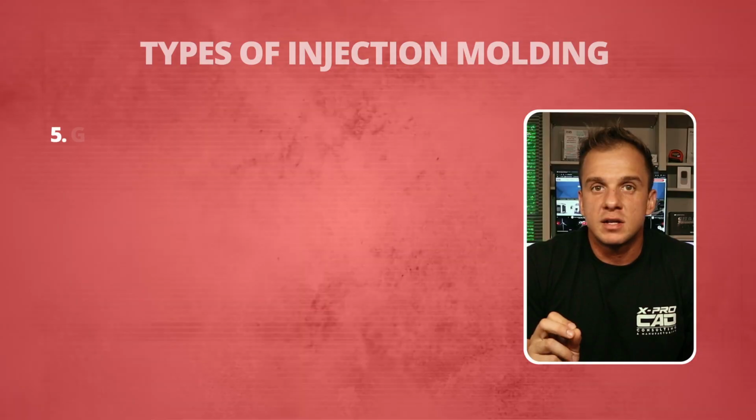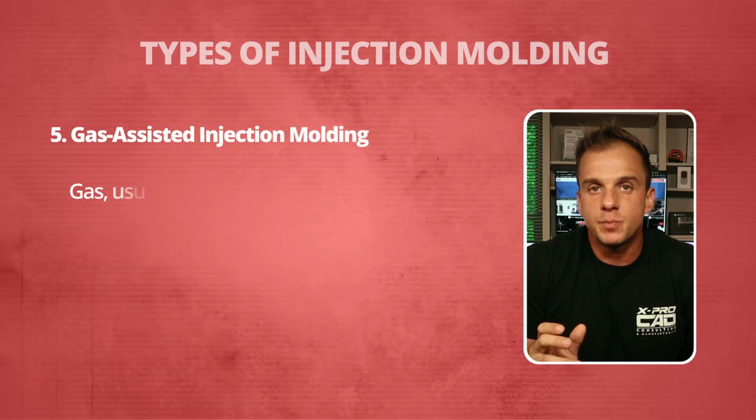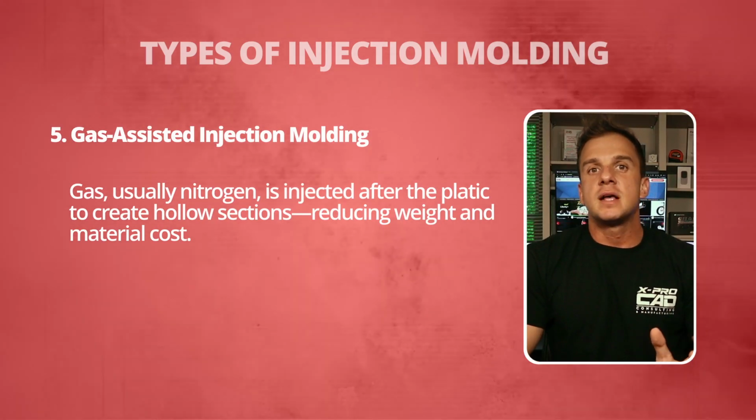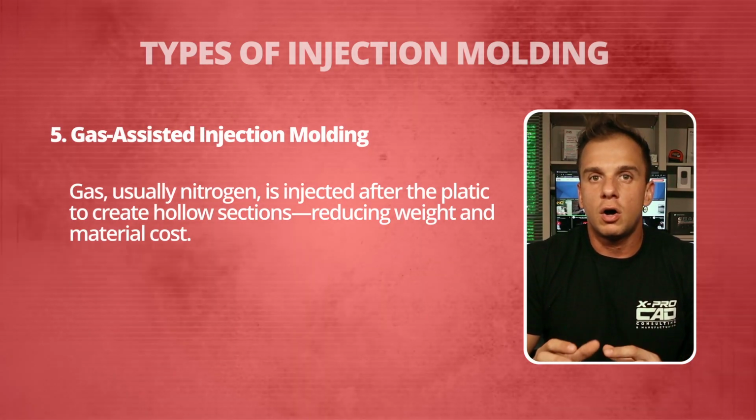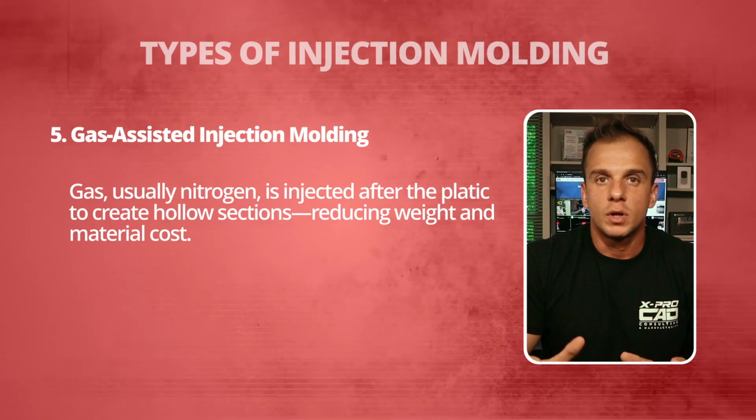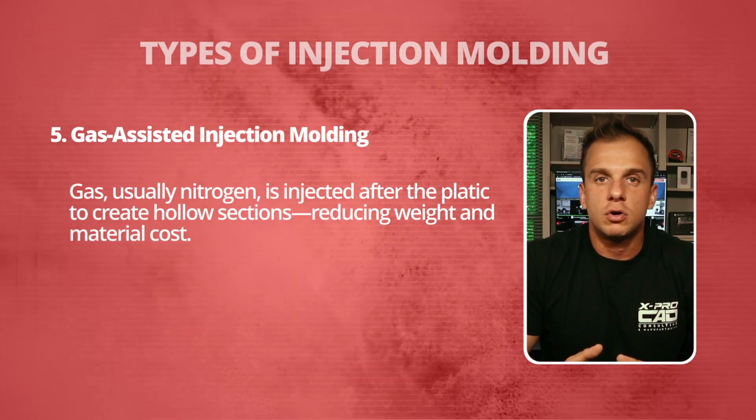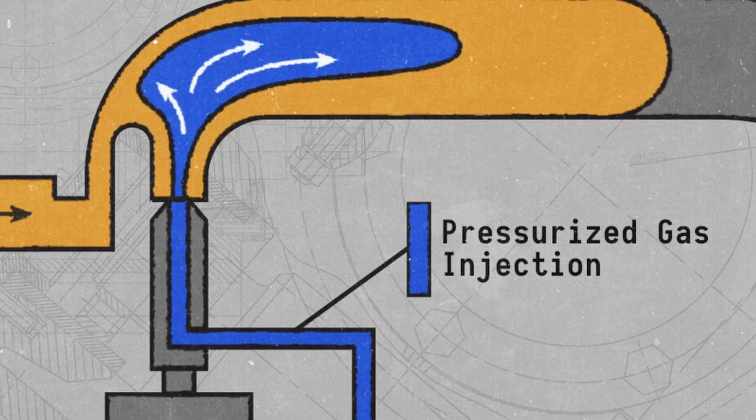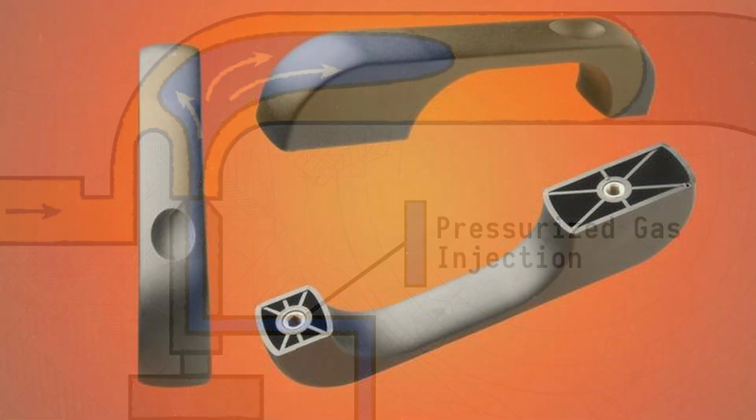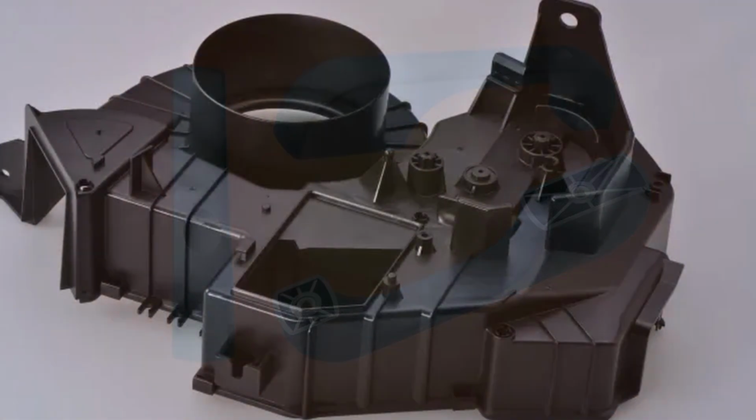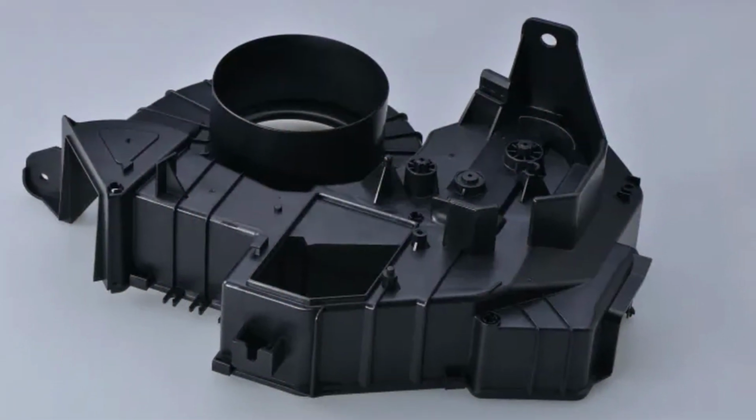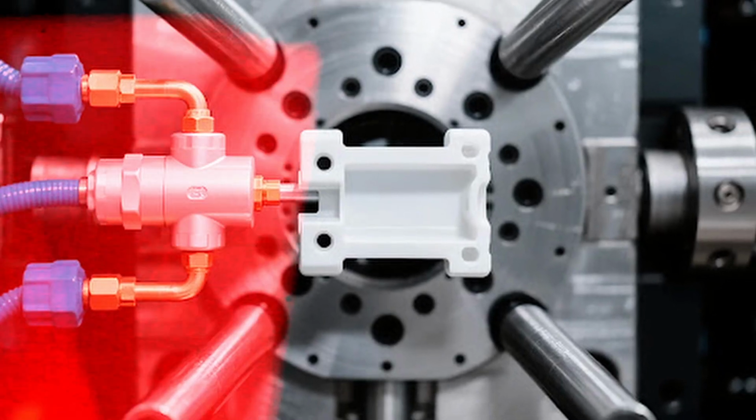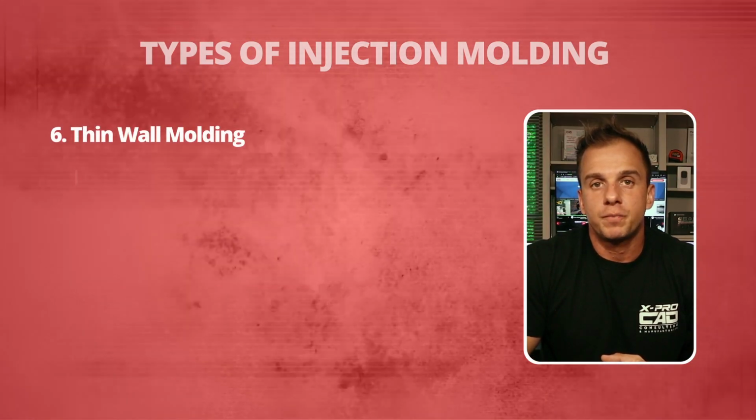Next one, we have gas-assisted injection molding. In this process, pressurized gas, usually nitrogen, is injected after the plastic, creating a hollow section within the part. This reduces the weight, material cost, and cycle time, as well as eliminates sink marks on thick parts. It's used in the production of handles, enclosures, and parts in automotive and furniture applications, such as chair armrests or dashboard components.